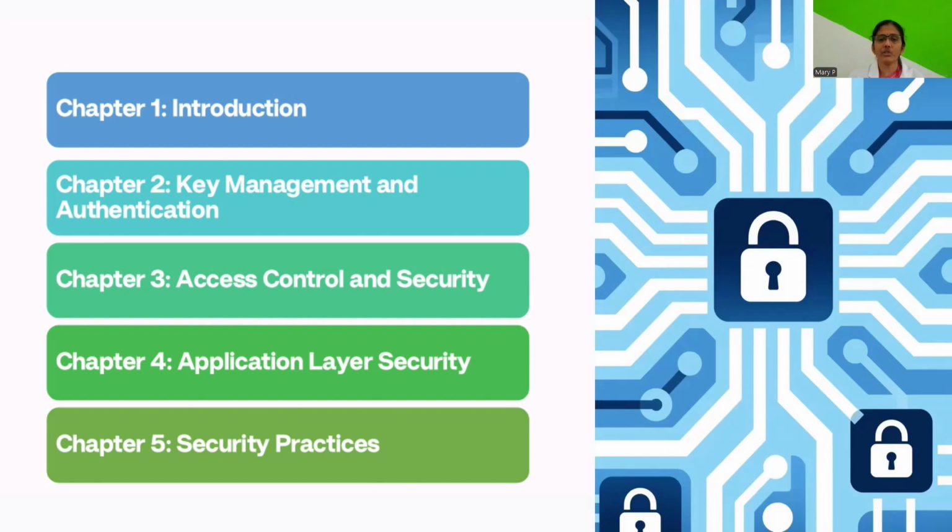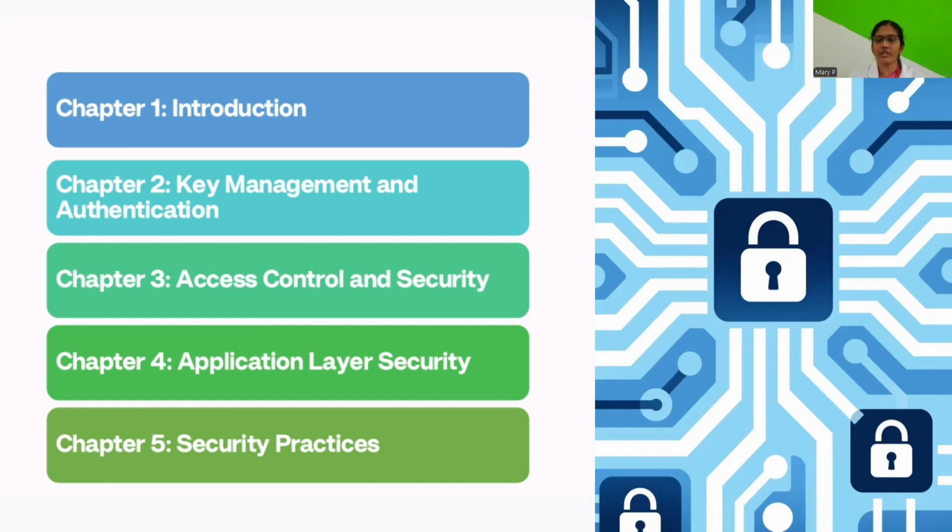Chapter 3 is access control and security. The main objective is to explore the network and transport layer security techniques. At the end of the chapter, you are able to explain access control mechanisms and analyze the security protocols used at the network and transport layers such as IP security, SSL, HTTPS, and SSH.